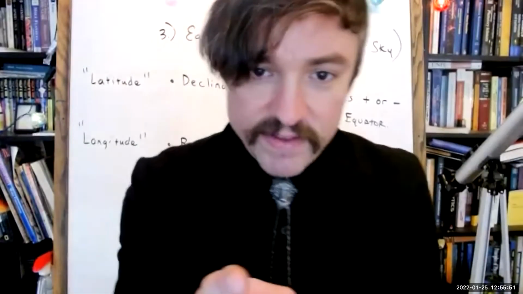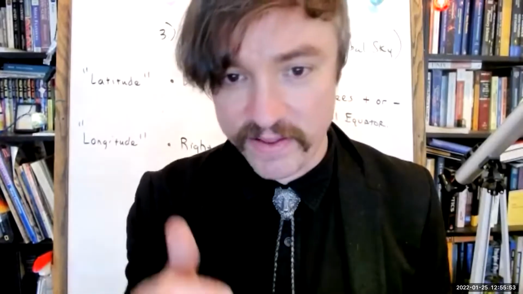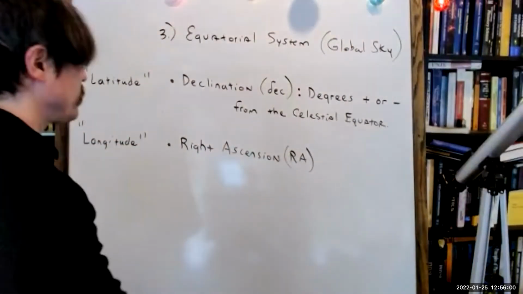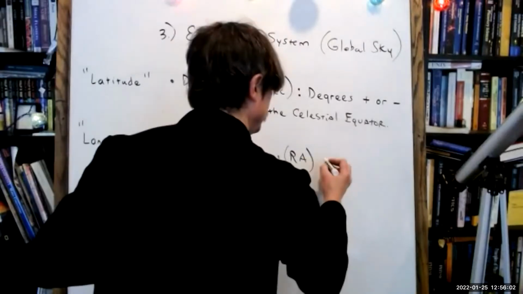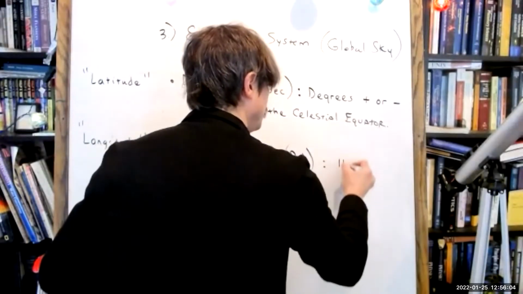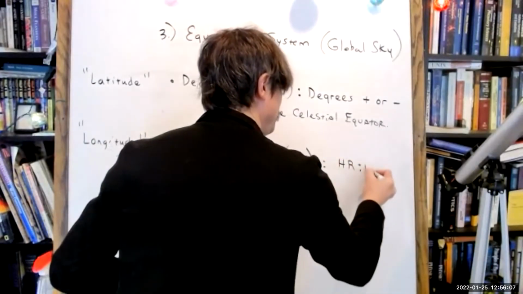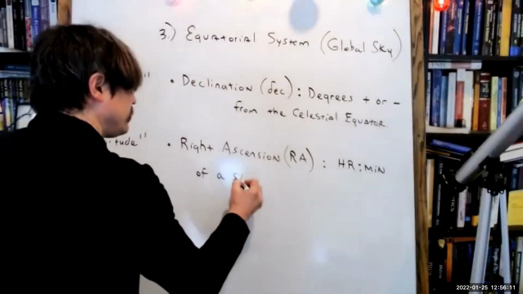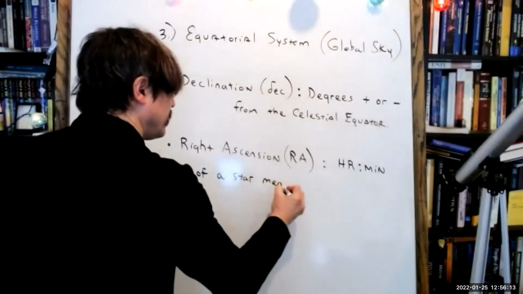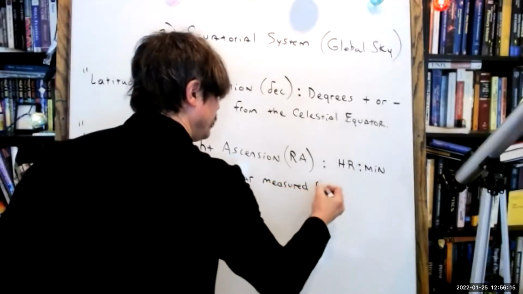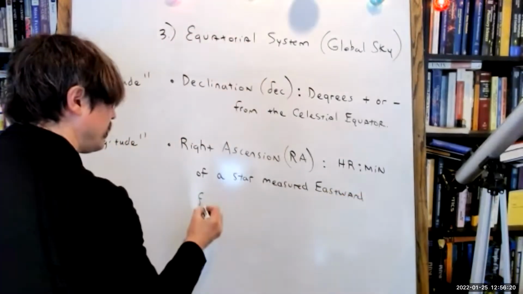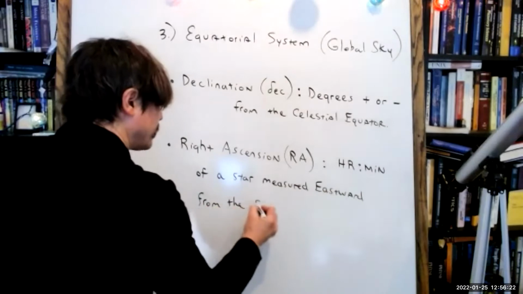We will not measure east and west, and we will not measure in degrees. We're going to measure in hours and minutes, which is a little goofy your first time around. So the right ascension could be defined as the hours and minutes of a star measured eastward from the spring equinox.